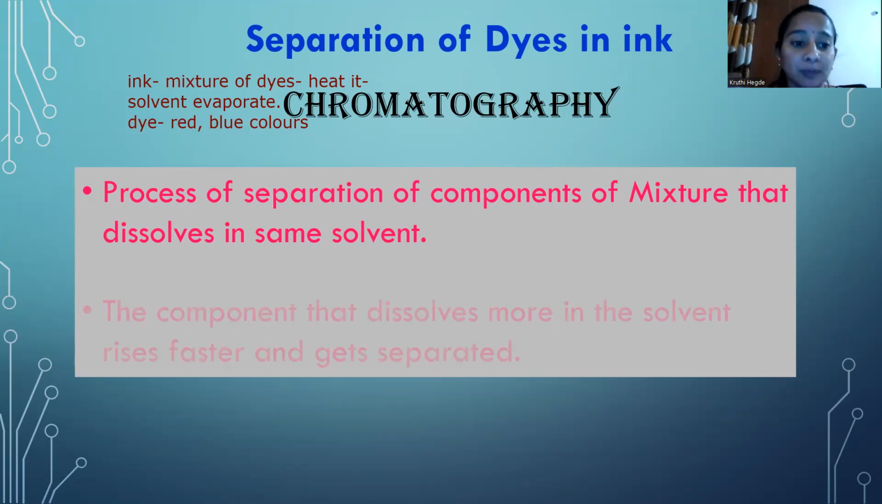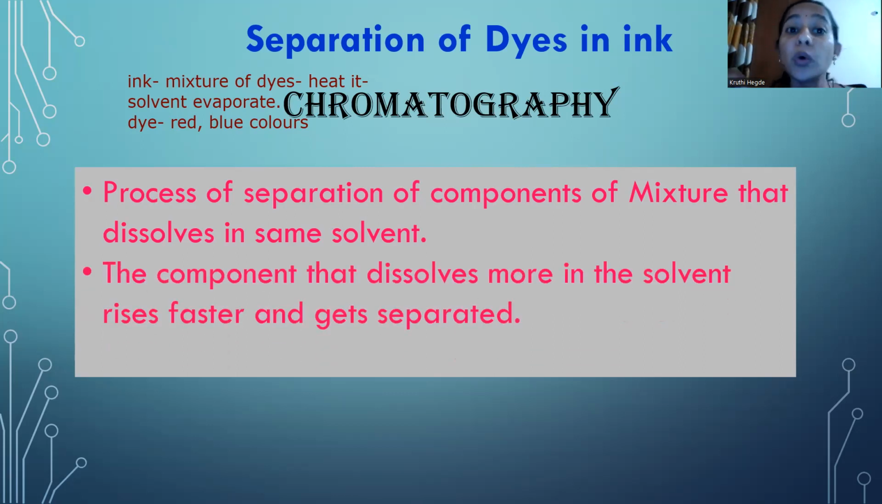Chroma means color. So the component that dissolves more in the solvent moves faster, and the one that dissolves less moves slower, so it gets separated.